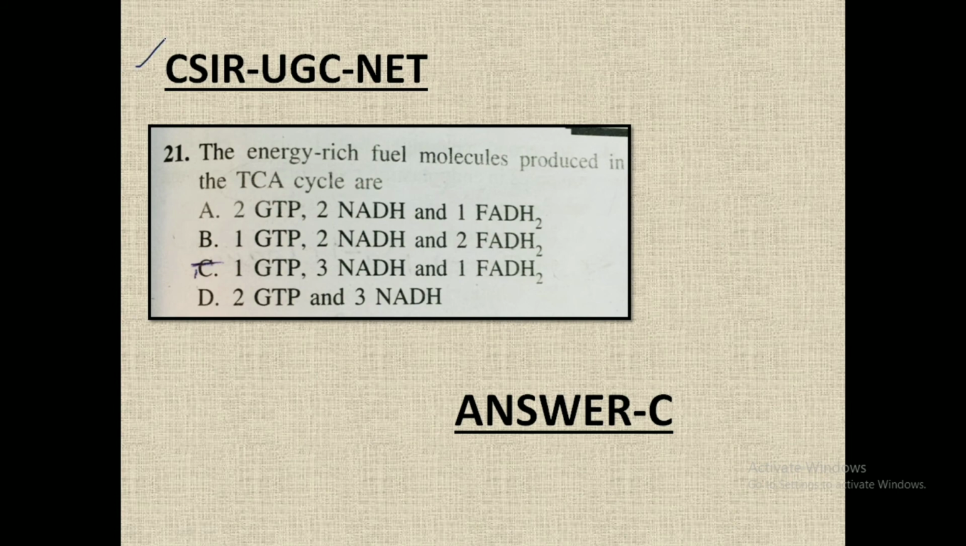So let's discuss a previous CSIR NET question. The question is asking about the energy rich molecules that are produced in the TCA cycle. Remember that it is asking about one TCA cycle which is processing one acetyl coenzyme A. According to the knowledge which we have just gained, we can find out that we have the formation of 1 GTP, 3 NADH and 1 FADH2 in the TCA cycle. Hence, C is the correct option.